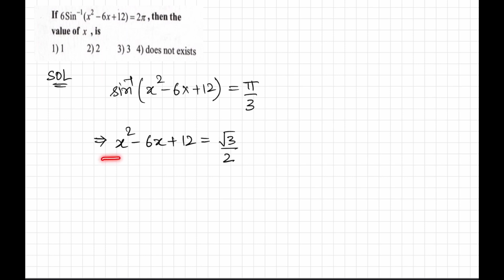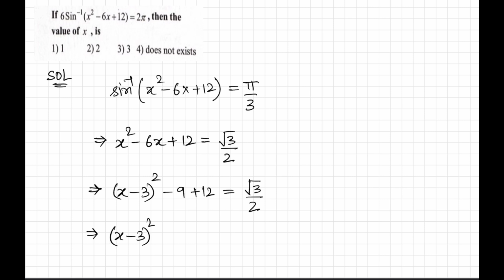So basically ये quadratic equation है, and we want this quadratic equation to match a value of root 3 by 2. So what we will do here is we'll try to find the minimum value of this quadratic equation, or rather अगर हम इसको एक perfect square में convert कर लें, so we get x minus 3 whole squared minus 9 plus 12 is equal to root 3 by 2, and this gives us x minus 3 whole squared plus 3 is equal to root 3 by 2.